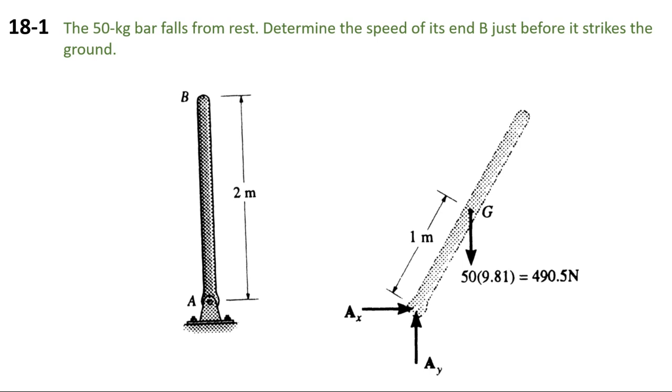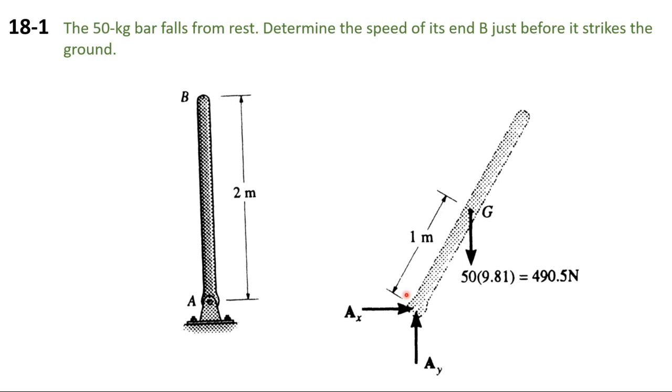So here we have a 50 kilogram bar that falls from rest, which means omega 1 is 0. We want to know the speed of point B just before it strikes the ground, that is, the velocity at the top point B just before it's totally in the horizontal position. The angle it passes through is pi divided by 2, and we are going to calculate that accordingly.